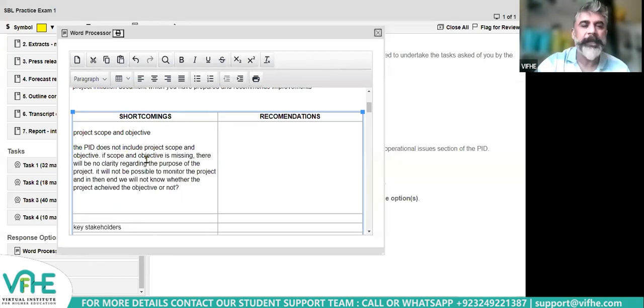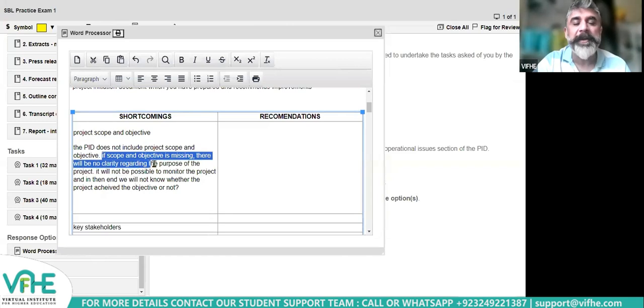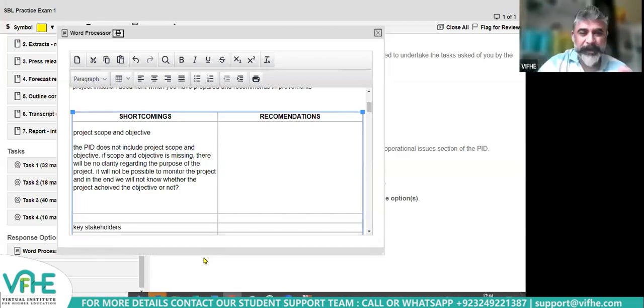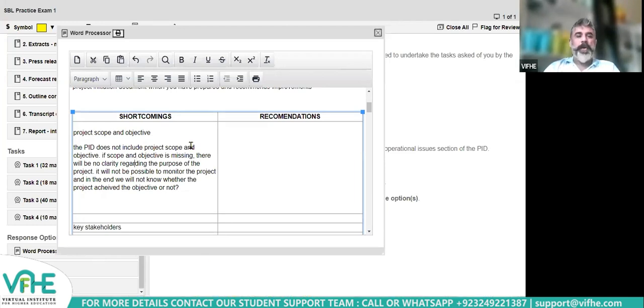Okay, I will read. If scope and objective is missing, I'm talking about the impact now. There will be no clarity regarding the purpose of the project. It will not be possible to monitor the project. And in the end, we will not know whether the project achieved the objective or not. Is it simple English, layman? Or skepticism, there is skepticism.